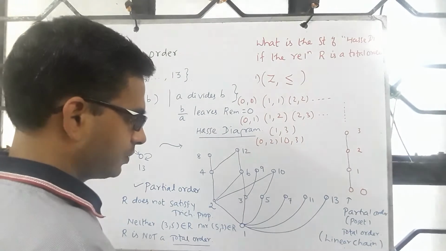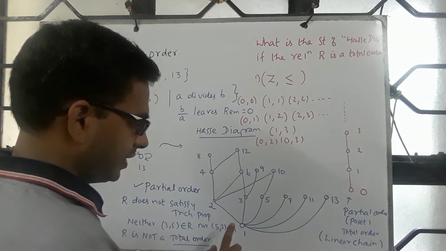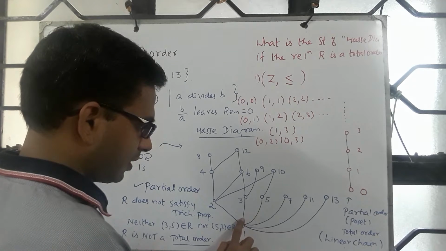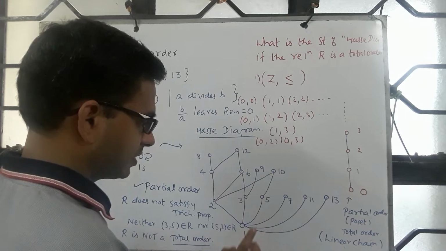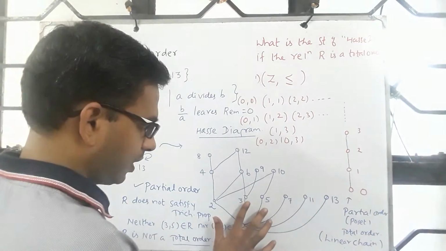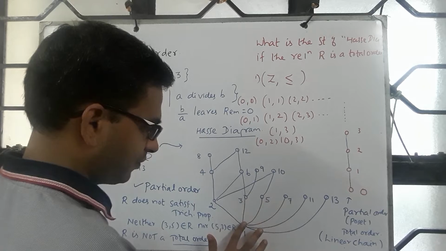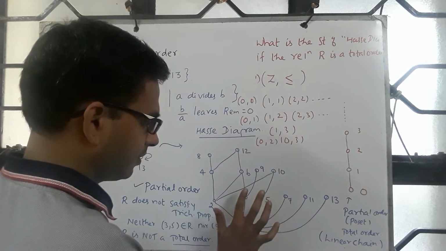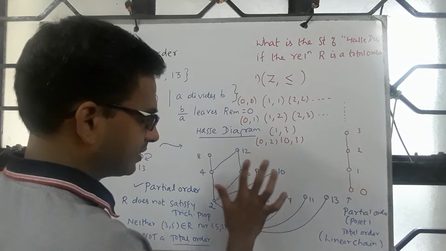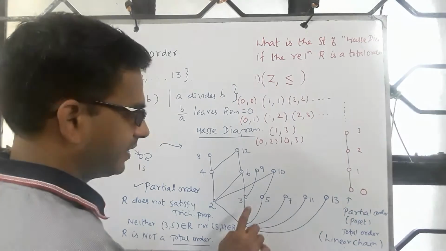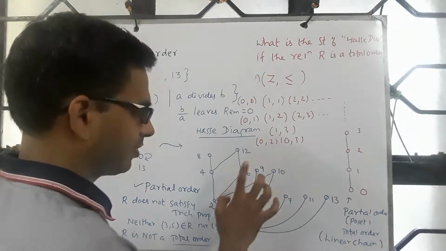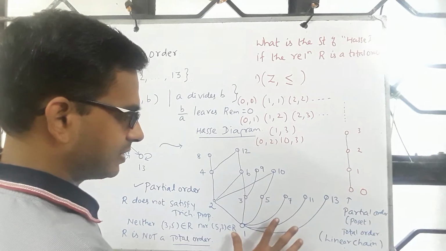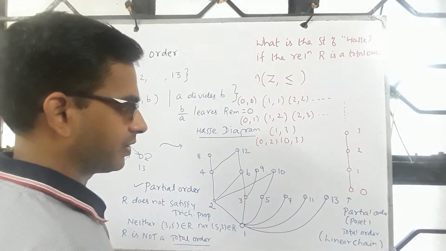So why is this so? You see that something like this is a linear chain. The moment you branch out, from this you branch out and take 5. The moment you branch out and take say 9, then you immediately see that 3 and 5 are not related, 6 and 9 are not related. So this is just a partial order but not a total order.